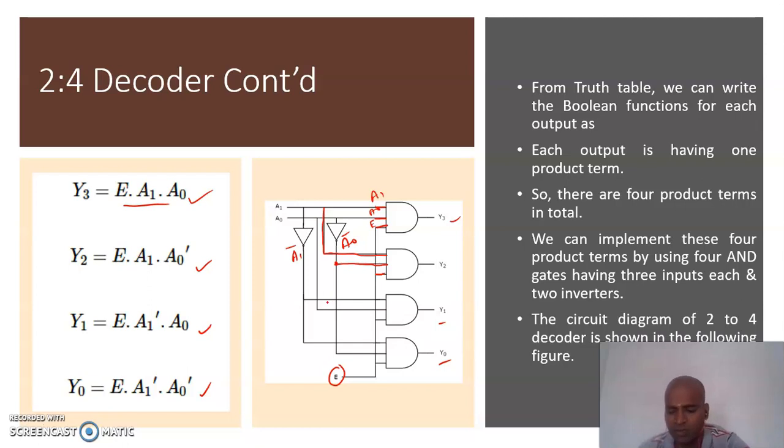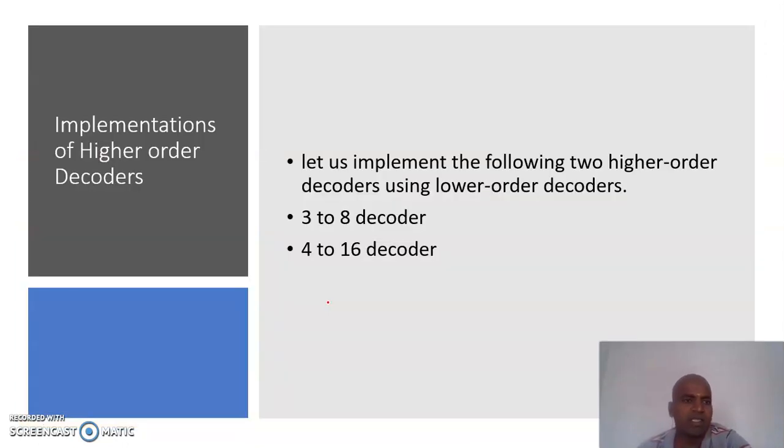Okay. Right. So the next thing is implementations of higher order decoders. Yes, like in multiplexer and demultiplexer we have discussed that we implemented higher order devices using lower order devices, and the same concept here also we are going to use. So here we are going to discuss two things, 3 to 8 decoder and 4 to 16 decoder. So we are going to design these two decoders using the lower order decoders, that is, a 2 to 4 decoder we are going to use. Okay, we'll see one by one.